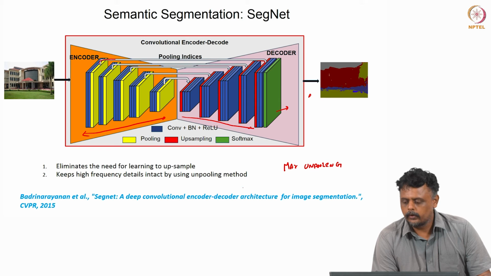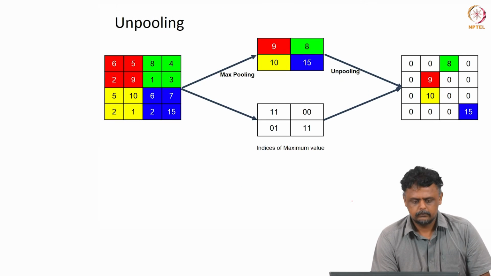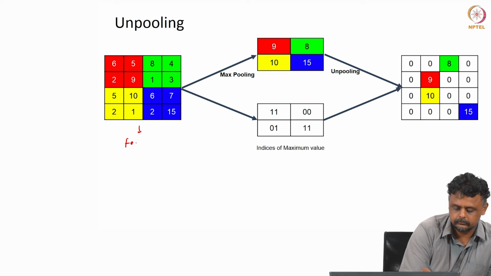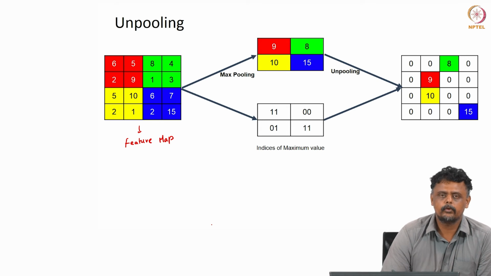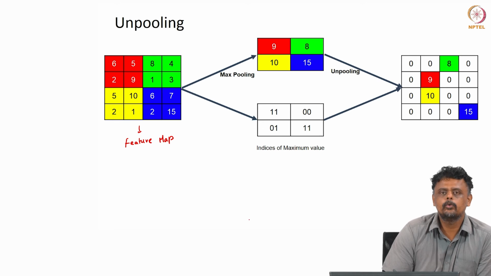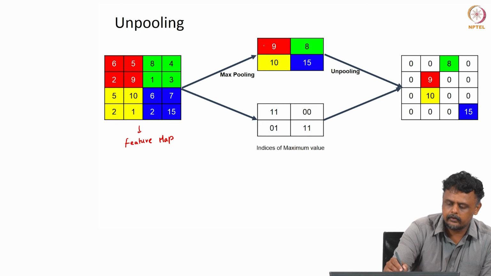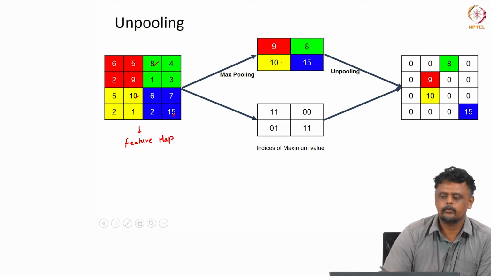Here they get over it by doing something called max unpooling. So how does max unpooling work? Let's say this is a feature map. This is just a toy example, size 4 by 4. If you do a 2 by 2 max pooling, then in every block here, the red block gives you 9, and the green block gives you 8. Here it's 15 and 10. So those are recorded, and this is your pooled feature map.